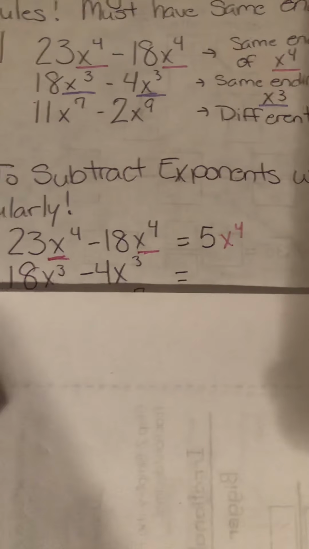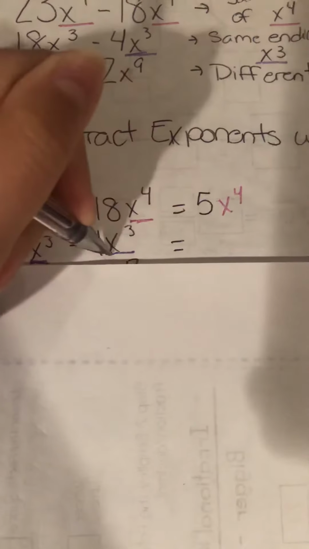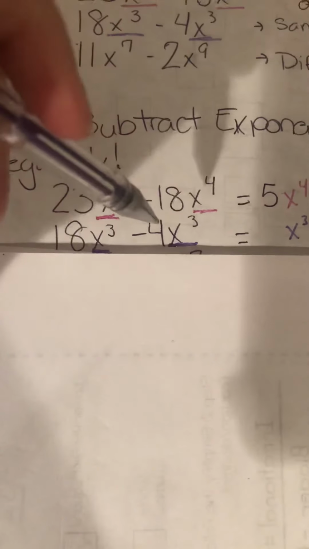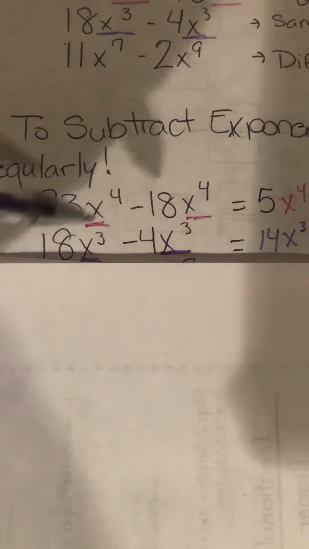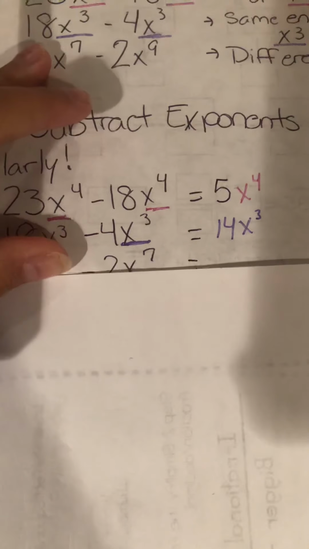Let's keep going. Now I have 18x to the 3rd minus 4x to the 3rd. Well, they both have the same ending of x to the 3rd, so my answer is going to be something times x to the 3rd. Well, what's 18 minus 4? Subtract your coefficients. 14. So 18x to the 3rd minus 4x to the 3rd gives me 14x to the 3rd.